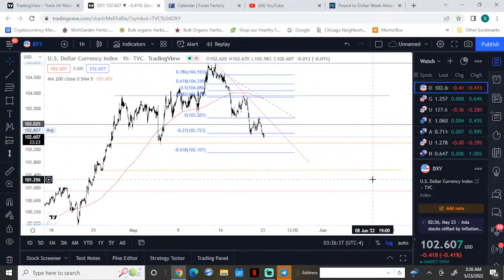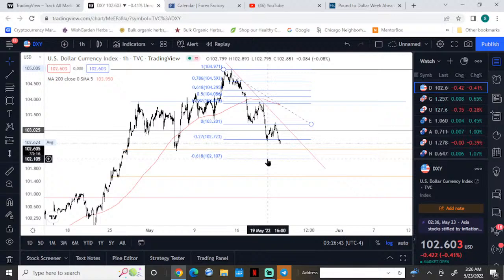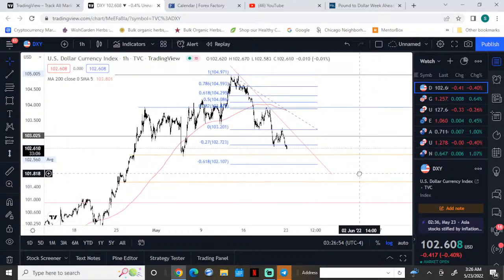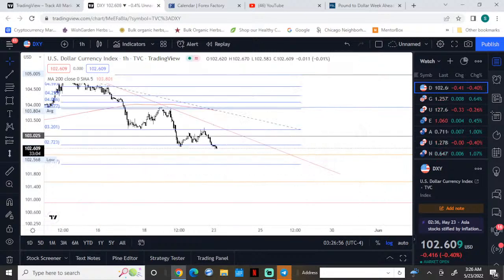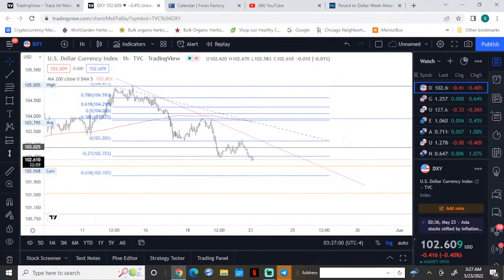All right. So we can either expect it to reverse right here at the 628 or continue to drop to this other zone. So this is what we have. I'm watching out for the dollar. It's beautifully, beautifully marked, if I do say so myself.